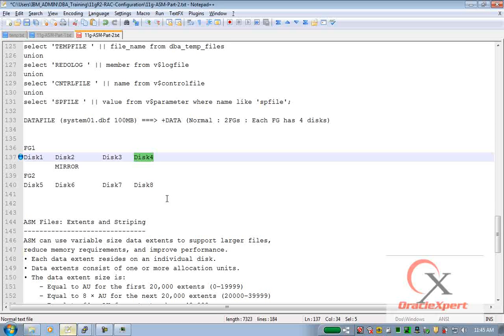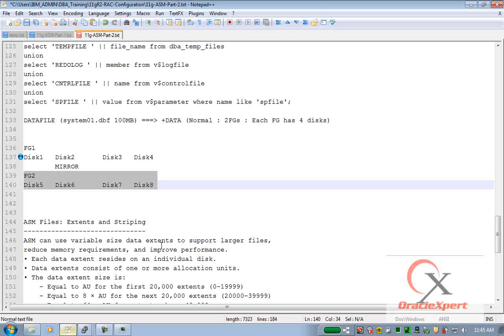And then the contents are mirrored in another failure group. So the same data would be redundantly written here. One thing very important: nowhere did I say there is a disk to disk mirroring. It's a failure group to failure group mirroring.